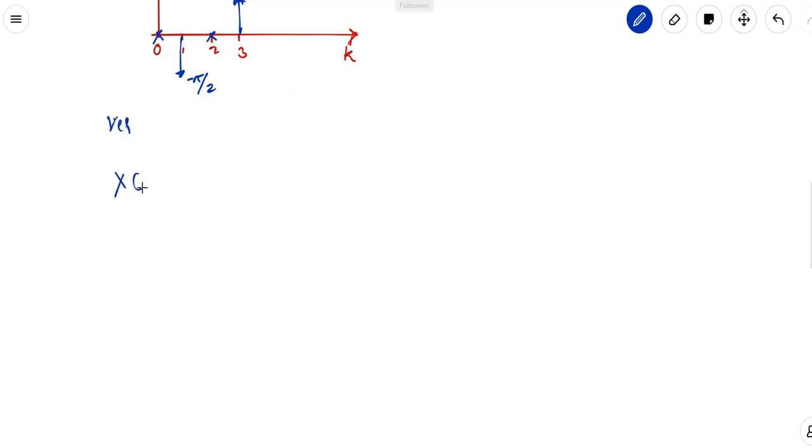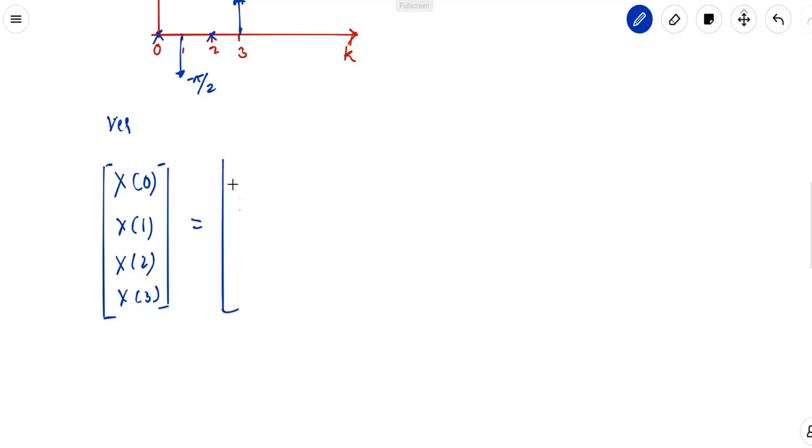for that, x of k, I will write it as x of 0, x of 1, x of 2, x of 3. We have 4 values now, from 0 to 3. This is x of k, and this is equal to the matrix. Next video I'm going to show how we get this matrix, so now you can just take it down. The matrix values will be like this: 1, 1, 1, 1; 1, minus j, minus 1, j; 1, minus 1, 1, minus 1; and 1, j, minus 1, minus j.